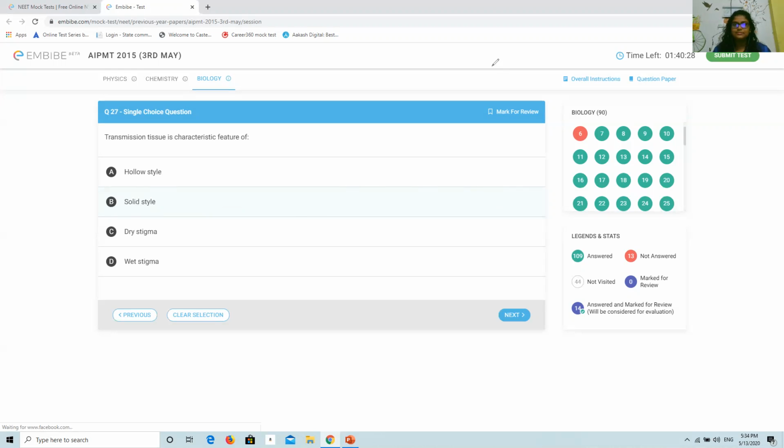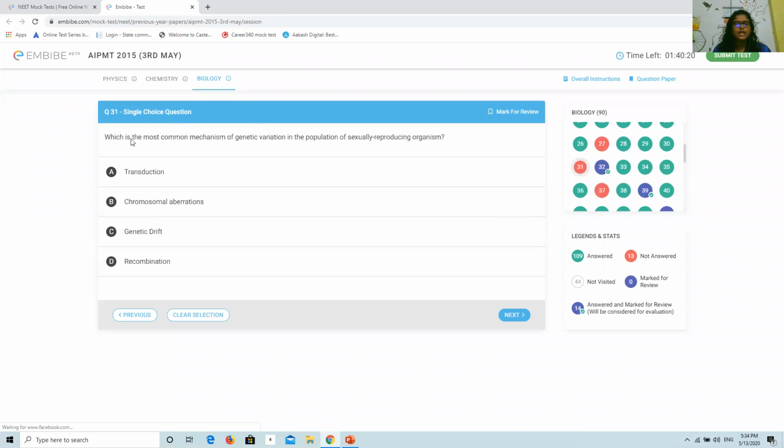Alright, let's move ahead. What is the most common mechanism of genetic variation in a sexually reproducing population? Okay, let's see. Transduction, no, because that's not most common. Bacteria show transduction. Viruses, bacteriophages show transduction. Do we show it? No. Then chromosomal aberrations. Chromosomal aberrations are kind of mutations, and we don't reproduce because of mutations. Then we come to genetic drift. Genetic drift is purely random, it just goes here and there. So even that is not a common method.